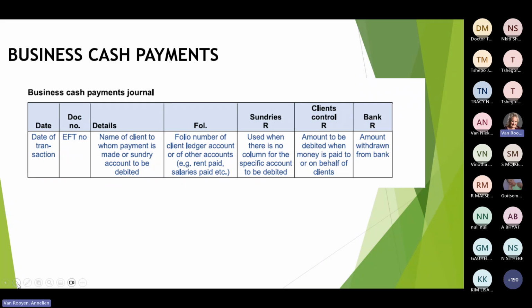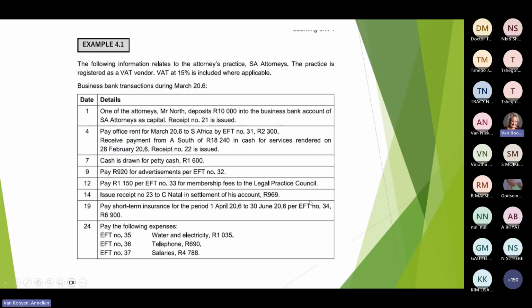Okay, remember, now we talked about business cash receipts and cash payments. Now let's just look at example 4.1, for instance. Let's just read through it, and then I'll take you through my thinking of this. The following information relates to the attorney's practice, SA attorneys. The practice is registered as a VAT vendor. VAT at 15% is included where applicable.